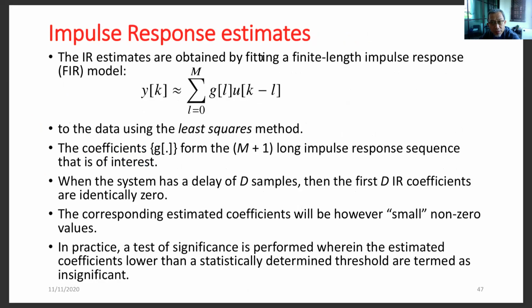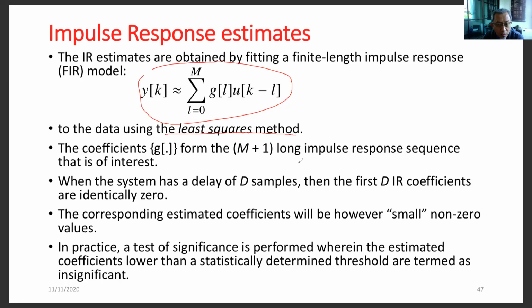So impulse response estimate. This is one of the non-parametric methods that we use. We are using an impulse response estimate by fitting a finite length impulse response using a FIR model, which is using this equation, YK equals the summation from 0 to n of GL times UK minus L, where L is 0, 1, 2, 3, and so on. So this data uses a least square method. The least square method will be discussed in chapter 4.